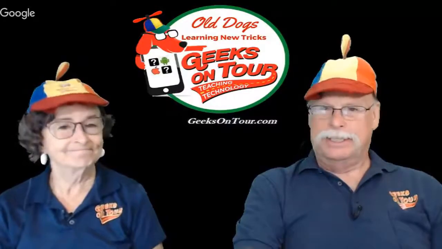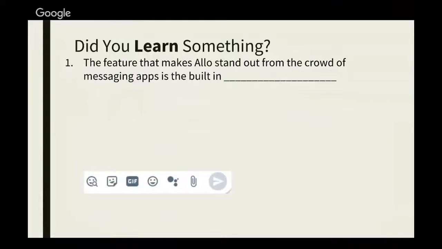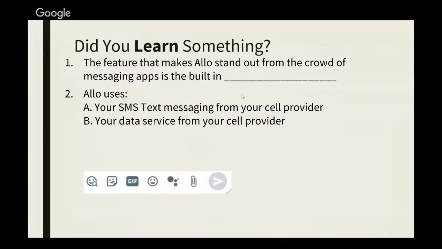You ready? Okay. The feature that makes Allo stand out from the crowd of messaging apps is the built-in... And we're going to ask Michael to answer these. I can answer it. Assistant. Assistant for sure is the most powerful thing that it has going for it. Google's Assistant, that's right. So Allo uses A, your SMS text messaging from your cell provider, or B, your data service from your cell provider. What does it use? That's a great question. It's your data service from your cell provider that it's using.